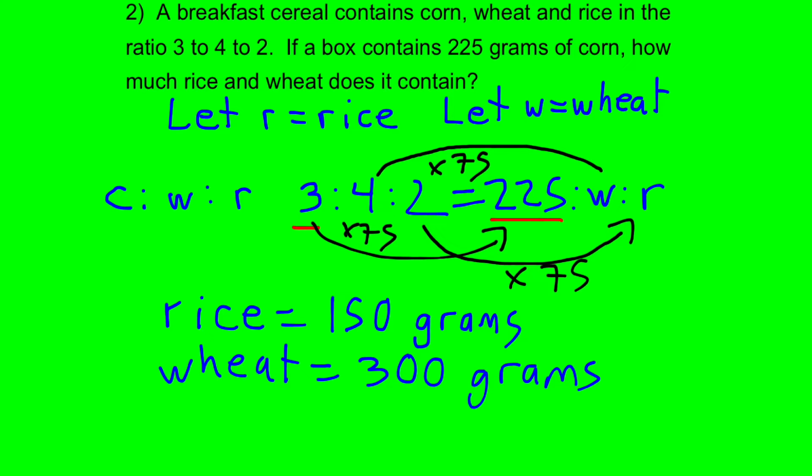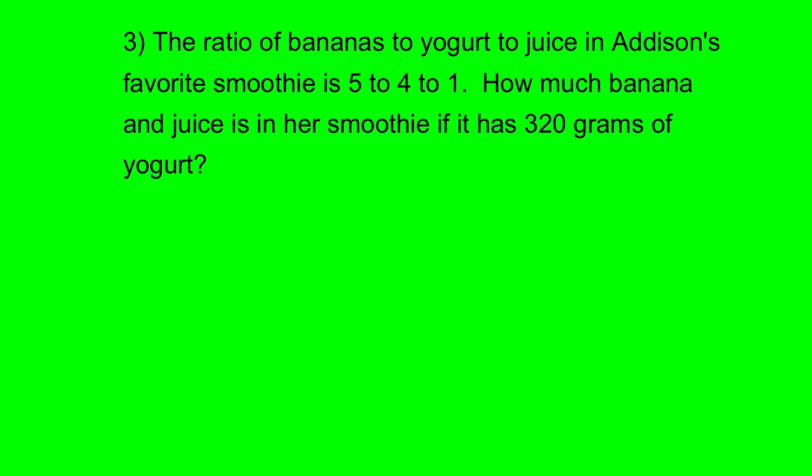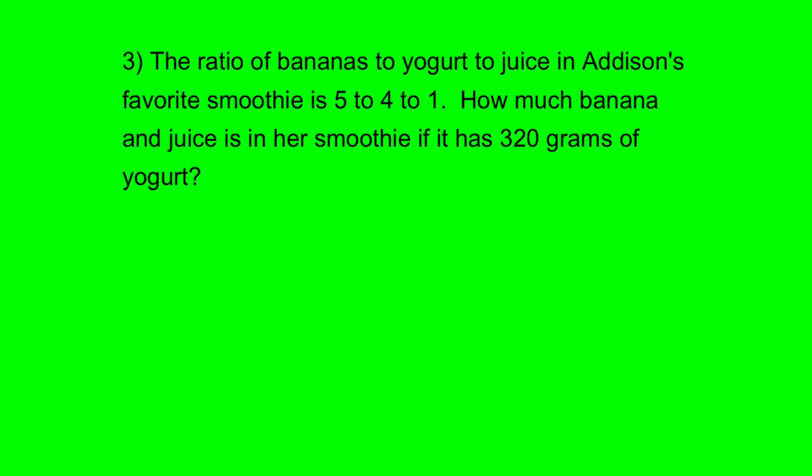That's a 3-term ratio. Let's look at another one. So it's another sort of breakfast situation. The ratio of bananas to yogurt to juice in Addison's favorite smoothie, that's one of my daughters, is 5 to 4 to 1. How much banana and juice is in her smoothie if it has 320 grams of yogurt?